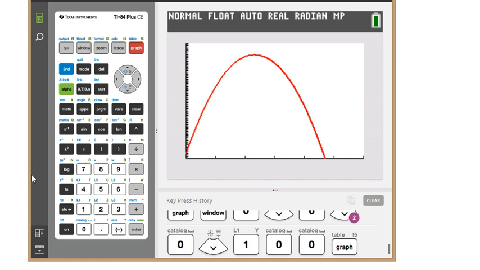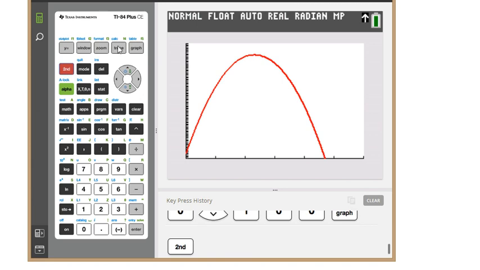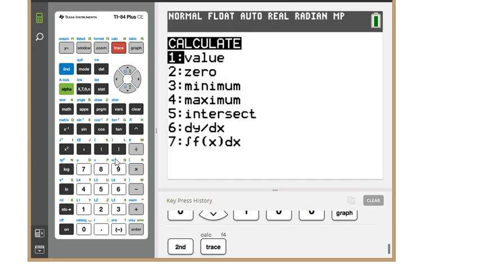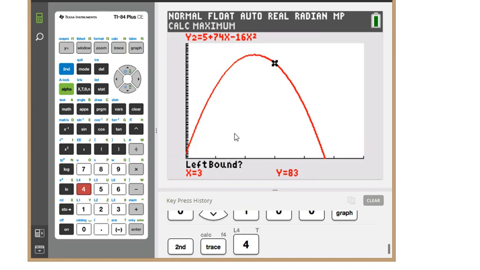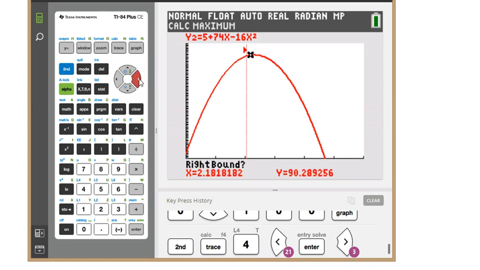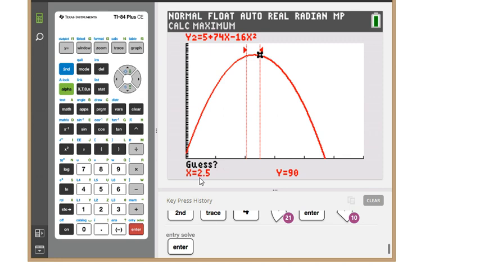One thing I'm going to do is go to second trace where it says maximum, which is 4. It has the question left bound, so I need to scroll my cursor over here to the left side of that maximum. So as soon as we get over to the left side of that maximum, which is where we are now, press enter, and it says right bound. We go to the right, press enter, and then enter one last time, and we get our maximum of 99.56 where x equals 2.31.